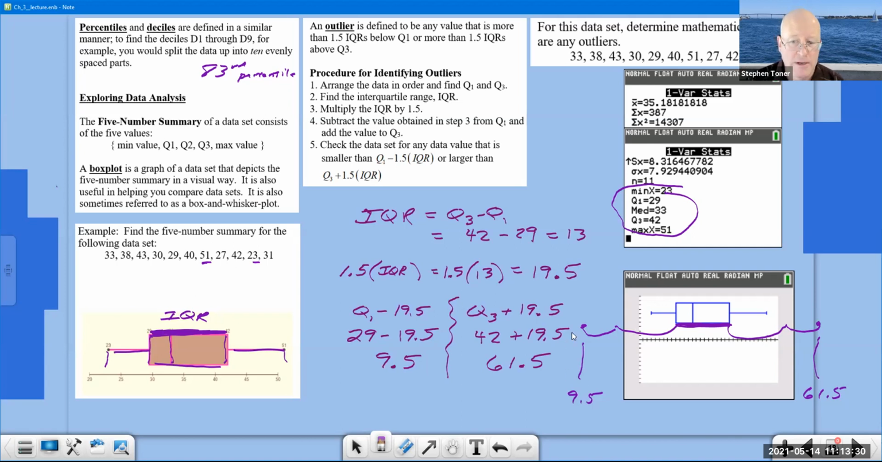Now, are there any data values below 9.5? No, our smallest data value was 23. Are there any data values above 65? No, our highest data value was 51. So in this data set, there were no outliers, okay? But it's a good representation. This picture, I think, really helps you to understand what an outlier is, as opposed to just having this definition.